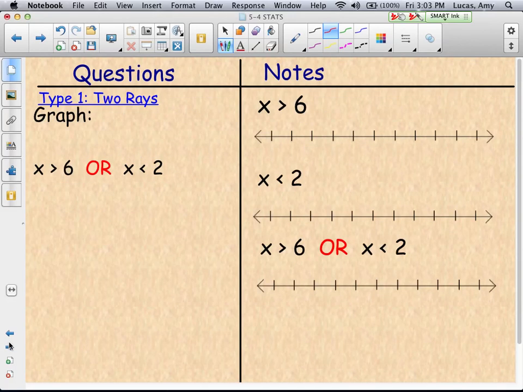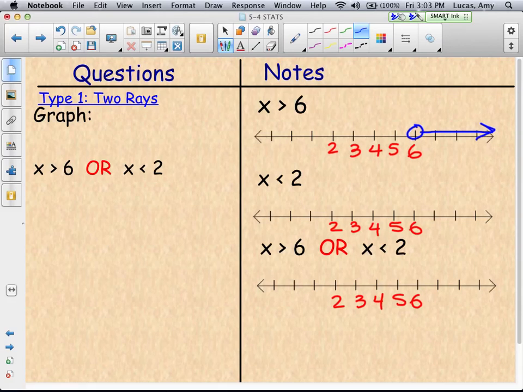Now let's talk about the three different types. The first type is the most common, and this is called two rays. Two rays. I'm going to label my number lines from 2 through 6. And we're going to talk about what happens here. Greater than 6 would be this ray. Less than 2 would be this ray.